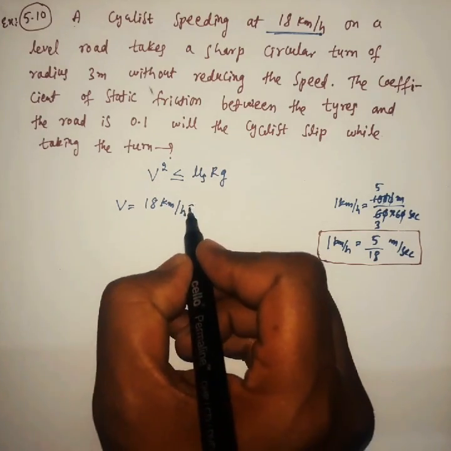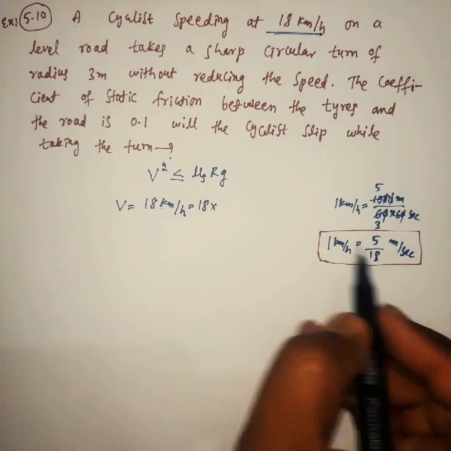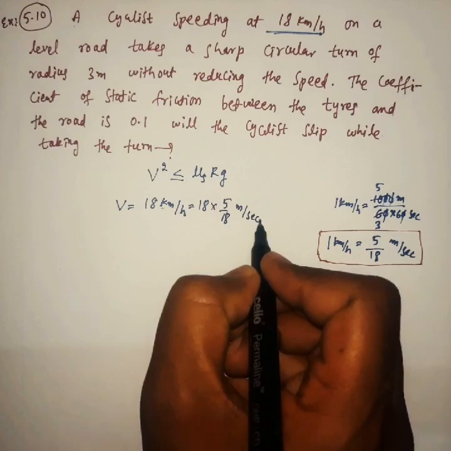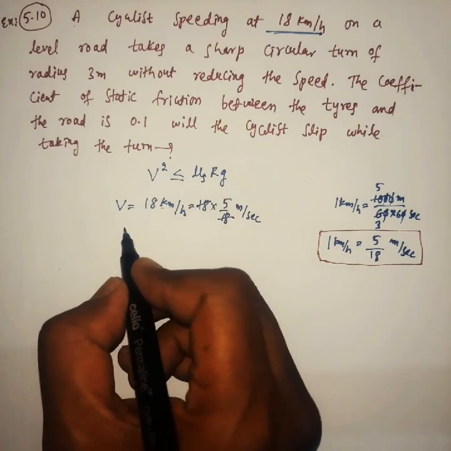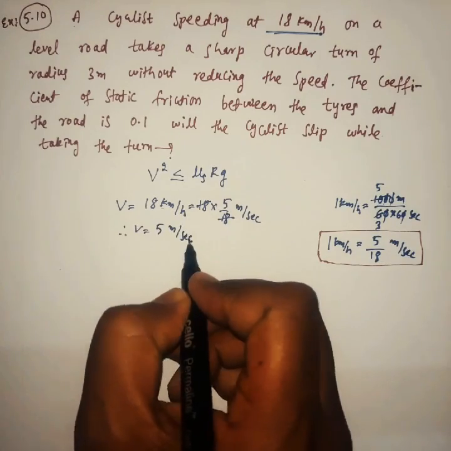So here V is equal to 18 into 1 km per hour, which is 5 by 18 meter per second. Here 18 cancels. Finally V is equal to 5 meter per second.